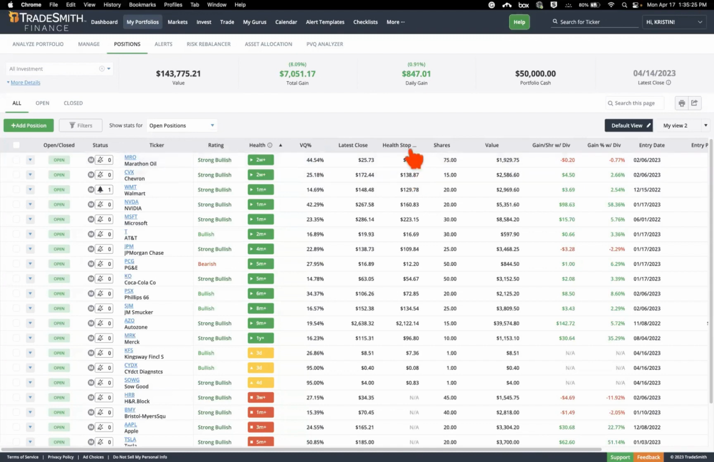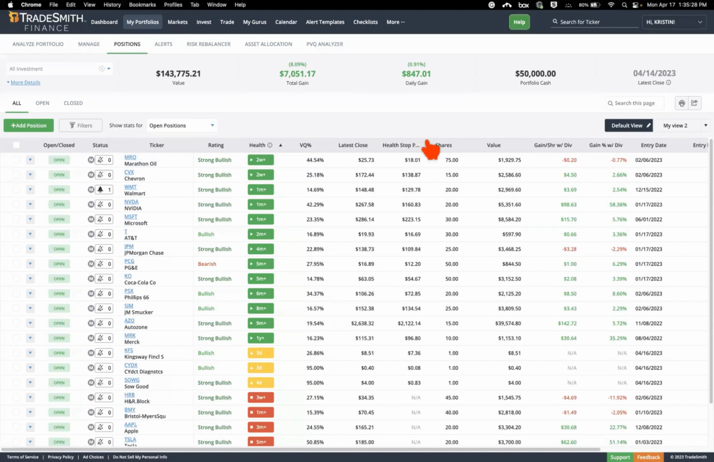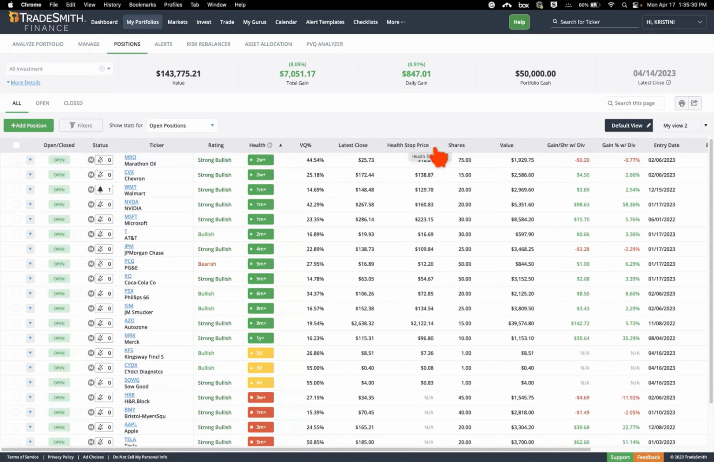So you can see, if I hover over this, let me see if I can make this a little bigger right there. It's the health stop price. So I like to have this column side by side with the latest close, because it allows me to see how close they are to when this will turn red. All right. So like this, for example, this is very close. So AT&T, the remaining risk is $3.24. So that means that if AT&T closes at $16.69, this will go into the red. And I know that because I have this column.